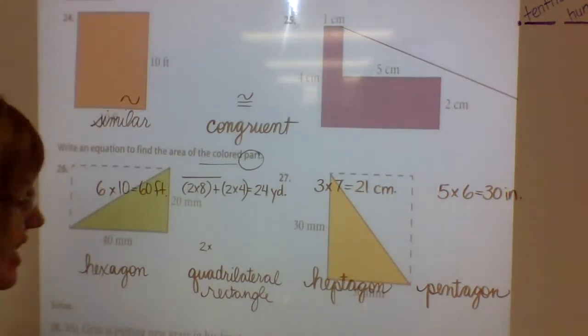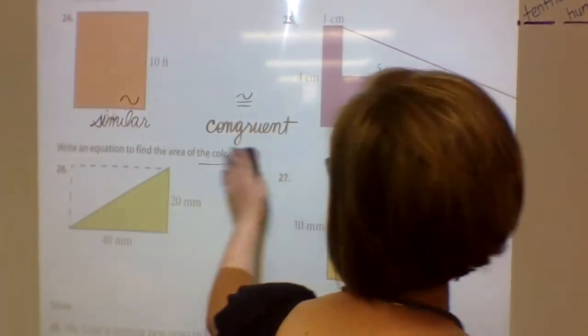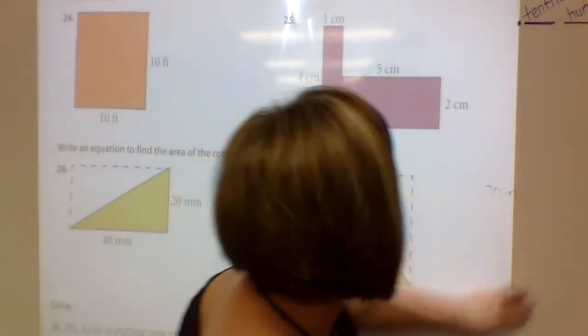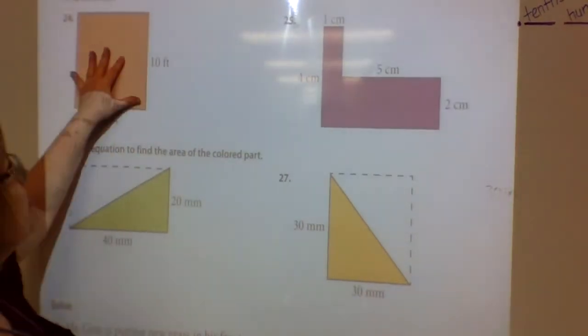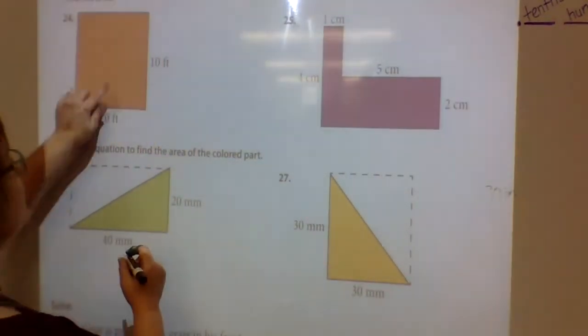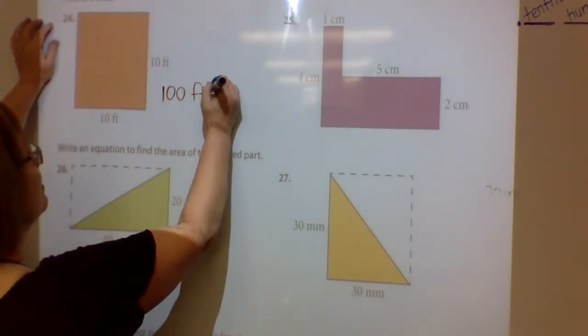Now we're going to find the area. Okay, the area is the measuring of the inside of something. Okay, this is a simple figure. This is more complex. Okay, so on this one we just do 10 times 10. So this is 100 square feet.